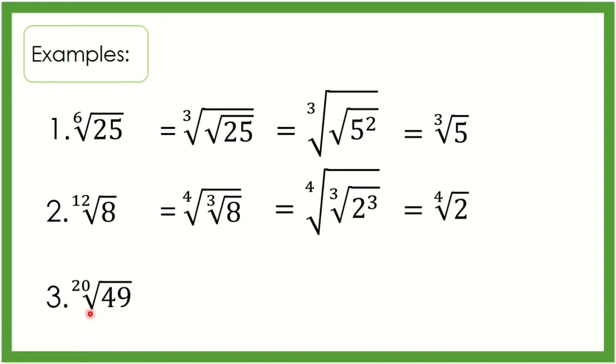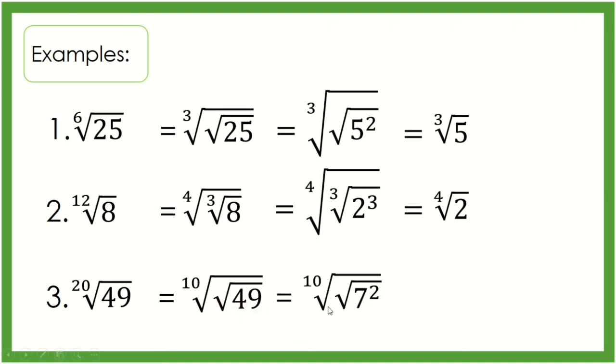Number 3, the 20th root of 49. Okay, so meron tayong index na 20. Pwede natin siyang gawing 10th root of square root. So, 10 times 2, that is 20. So, square root of 49. So, we have the 10th root of square root of 7 squared. Parehas yung index, tsaka exponent. So, makakancel. Ang maiiwan is 7 na base. So, we have 10th root of 7.